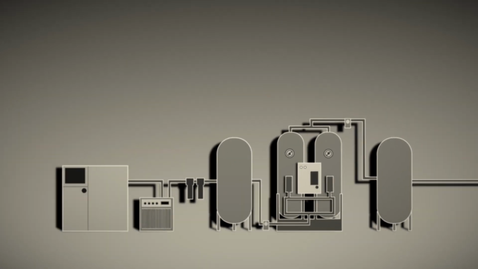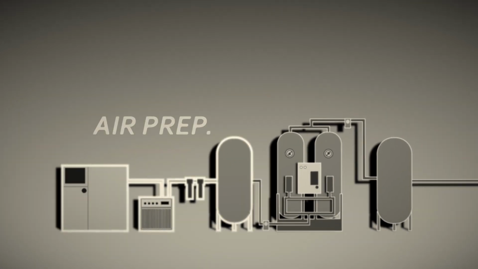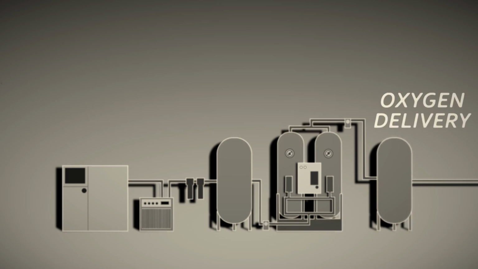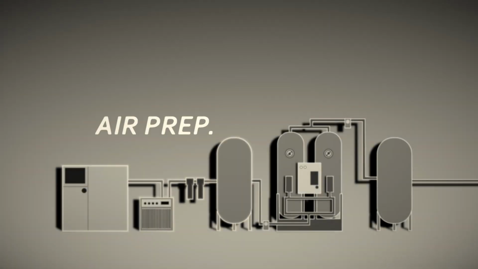It's helpful to divide the plant into 3 stages: the air preparation stage, the PSA stage, and the oxygen delivery stage. We'll look at each stage in turn. We'll begin with the air preparation stage. Here, ambient air is pressurized, filtered, and dried.